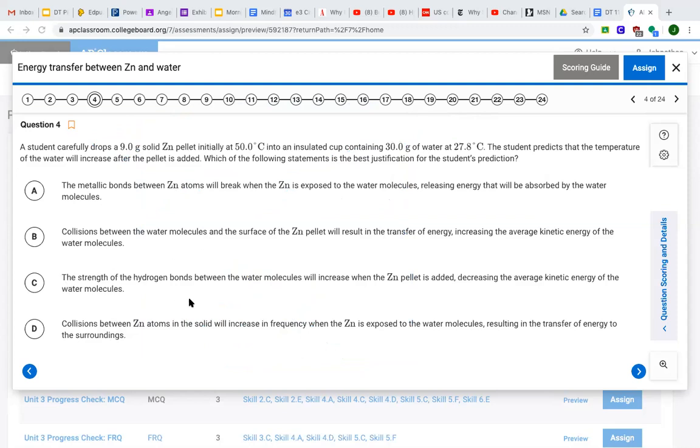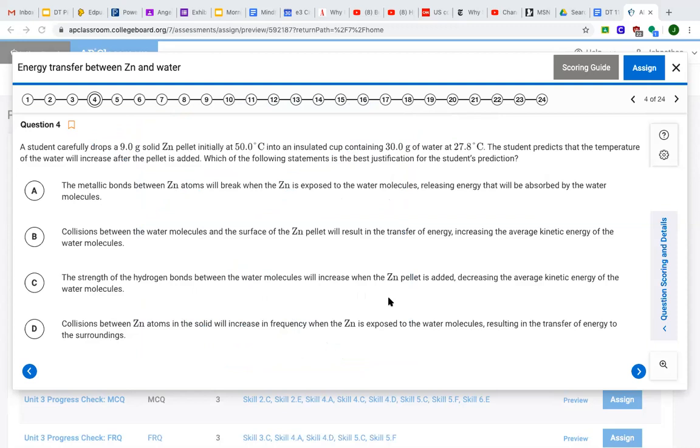The strength of the hydrogen bonds between the water molecules will increase. That's not true. The College Board kind of doesn't have any options but to give you weird possibilities like this, because I don't know if you've ever tried to design a multiple choice test, but it's brutal. Like, okay, what do I put in here that might distract somebody? But this is just false.